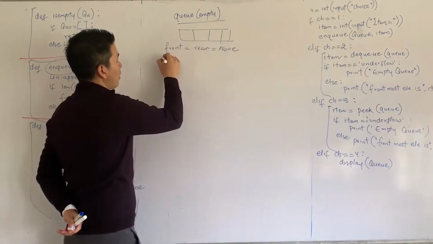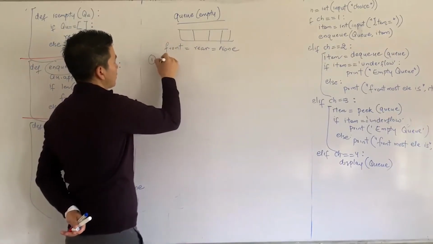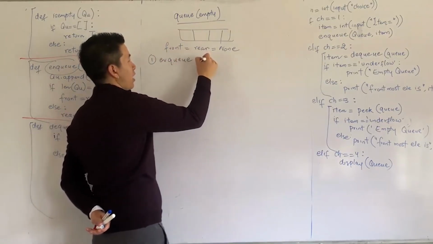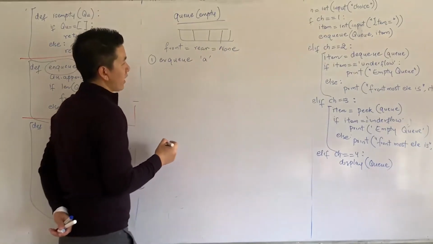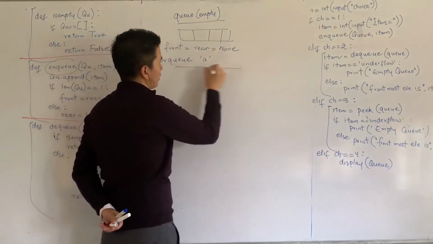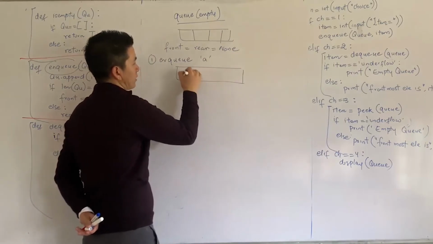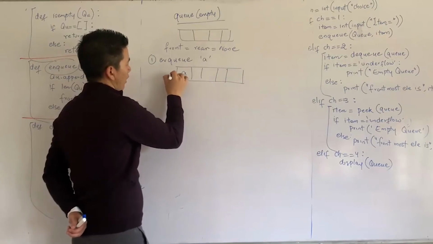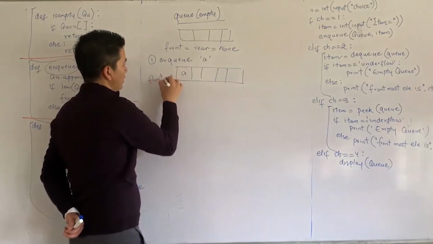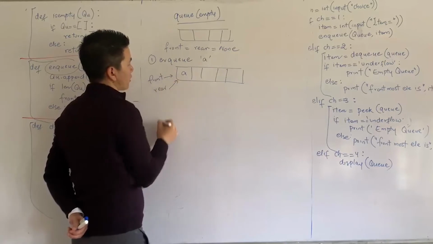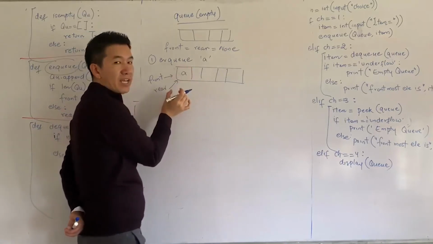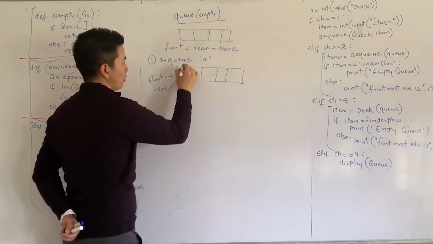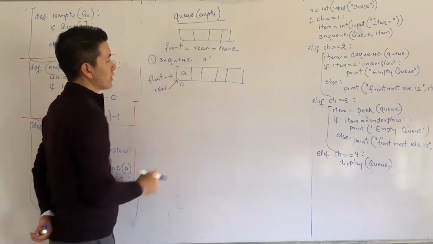Now let's say I come up with the first step of NQ, and let's say I write a character called A. The status of the Q will be something like this. A will now be added onto the Q, and front and rear are both pointing to the first element, which means the value of front and rear will be 0. The index of the first element is 0.